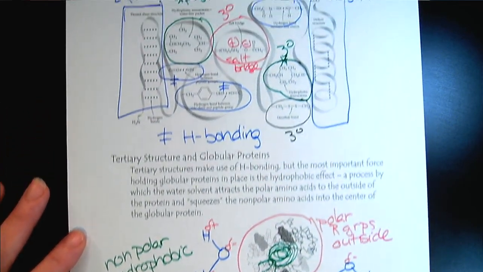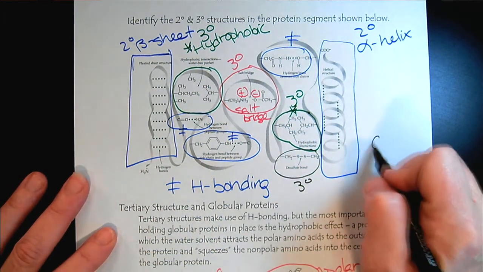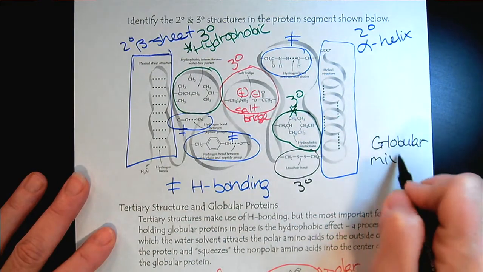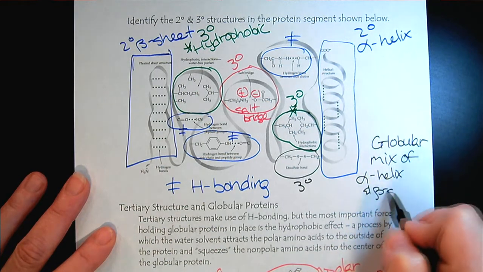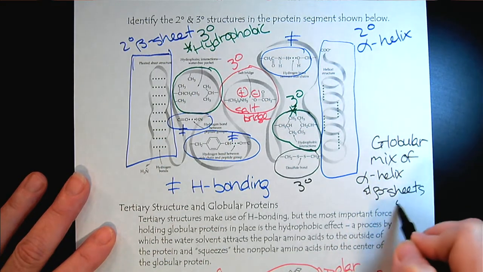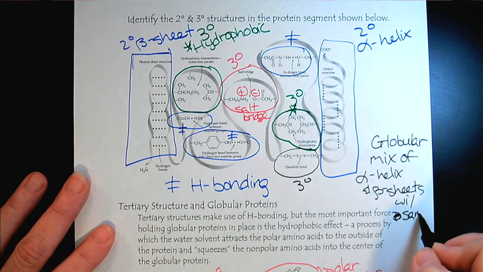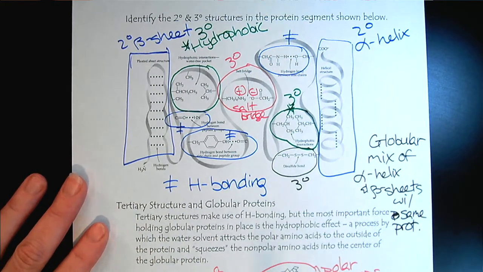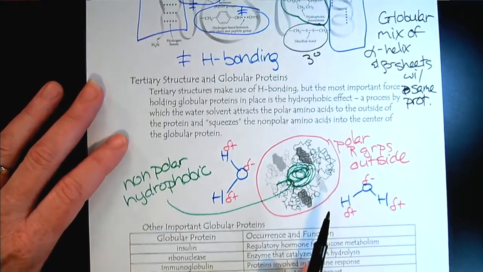One other thing that I wanted to point out to you is we would know that this would be part of a globular protein because we see a mix of alpha helixes and beta sheets within the same protein. So remember that for the fibrous proteins, we only had alpha or beta, not both. But with the globulars, we can get a mix of alpha and beta within the same protein.